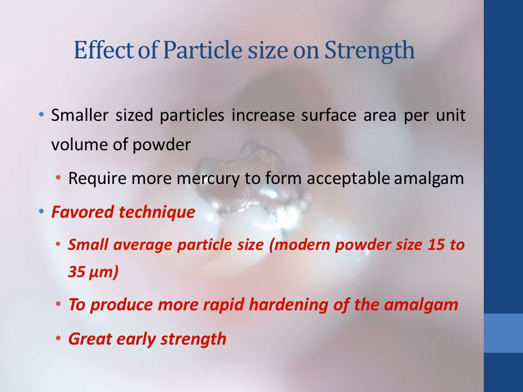Now, the effect of particle size on strength. Smaller size particles increase surface area per unit volume of powder, but they require more mercury to form an acceptable amalgam mass. So the favored technique is a small average particle size. The modern powder size is 15 to 35 microns, and it produces more rapid hardening of the amalgam and provides a greater early strength.